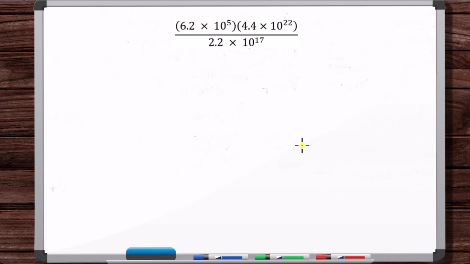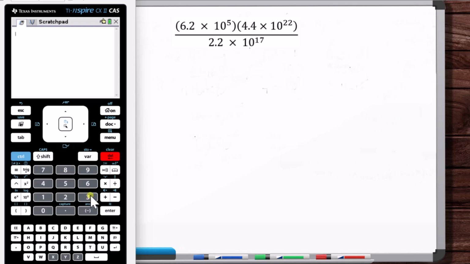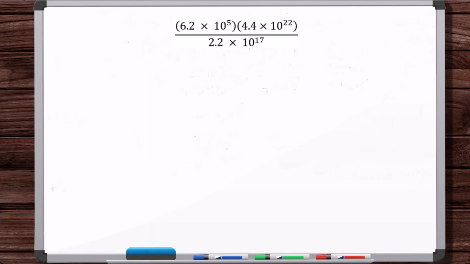So we'll multiply the 6.2 and the 4.4 first. 27.28. So we'll just write out all of these significant figures, because this is an intermediate step. All right, times 10 to the what? 10 to the 5th times 10 to the 22nd. 22 plus 5 is 27. Okay, now dividing 10 to the 27th by 10 to the 17th, this goes away and this goes to 10. 27 minus 17 is 10.